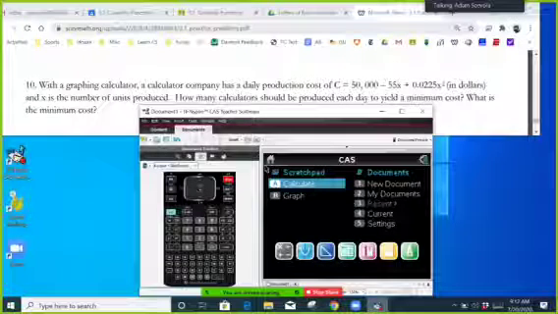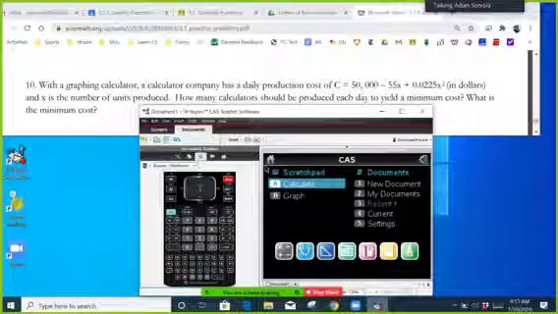Okay, so for number 10 here, it says with a graphing calculator, calculator company. With a graphing calculator just means you could do it with a graphing calculator. The question is, a calculator has a daily production cost of C equals 50,000 minus 55x plus 0.0225x squared in dollars. So whatever x is, that's units produced, and what C equals is dollars. How many calculators should be produced to yield a minimum cost?